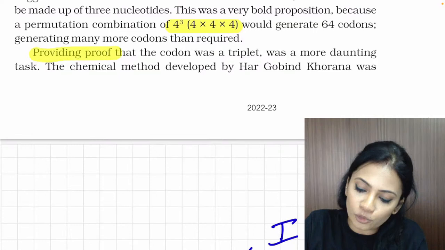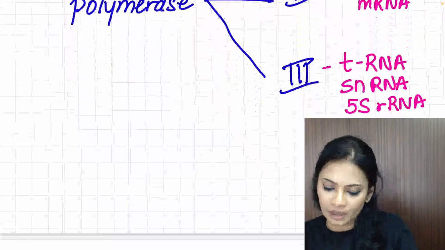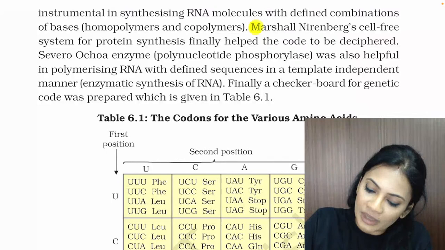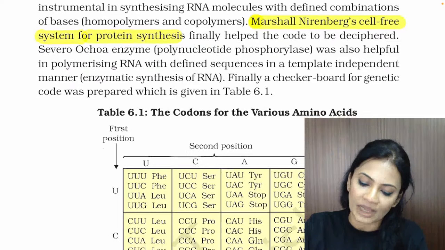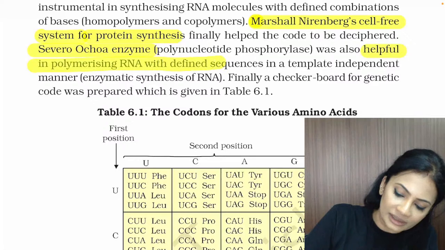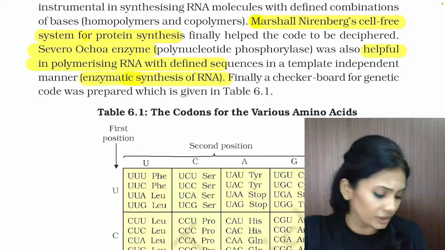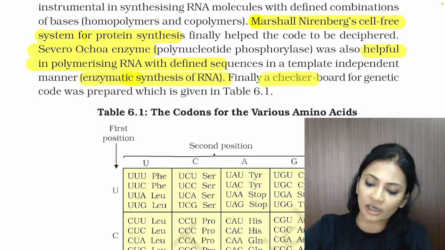Providing proof that it was a triplet, the chemical method by Hargobind Khurana. Then Marshall Nirenberg, the cell-free system for protein synthesis. Severo Ochoa's enzyme was made for making synthetic RNA so that different experiments could be carried out. Then the fourth one, the checkerboard method.